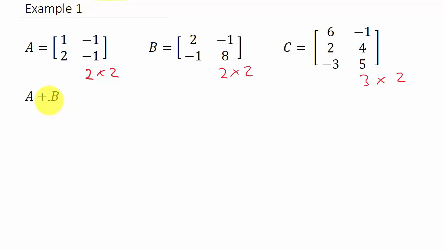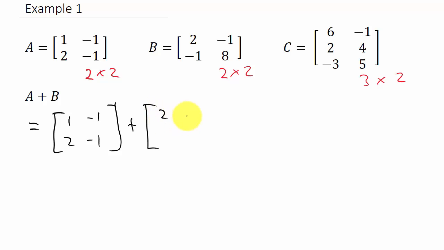so let's go ahead and do matrix A plus matrix B. So this is going to be matrix A plus matrix B. Alright, so you can see that we're adding matrix A and matrix B together. They're both a 2 by 2 matrix. Since they're the same dimensions, that means we can add them. And to add matrices, all you do is add the corresponding elements.